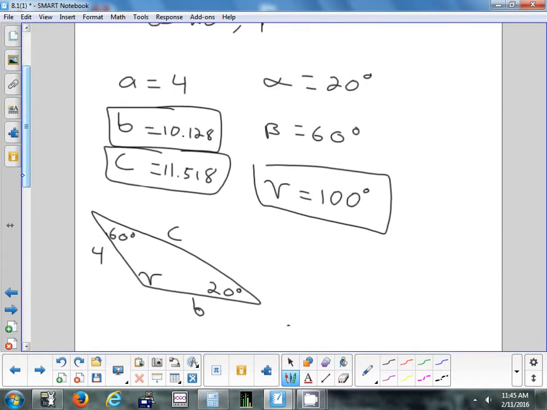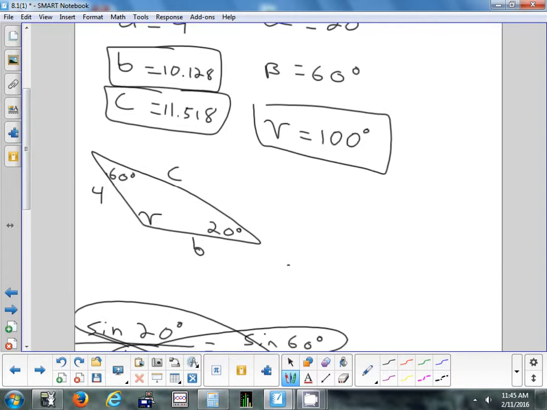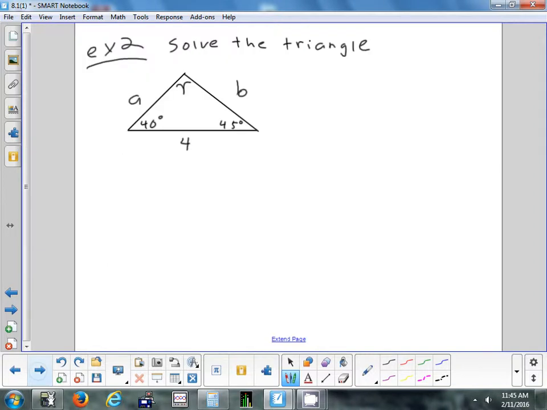Any questions on that one? We just have to do one of each type. Which type was this? This was the side angle angle, or angle angle side. Yep. Let's try this type. Which type is this one? Is ASA one of the 3 that I said you use law of sines for? Yeah. So we're going to use law of sines.